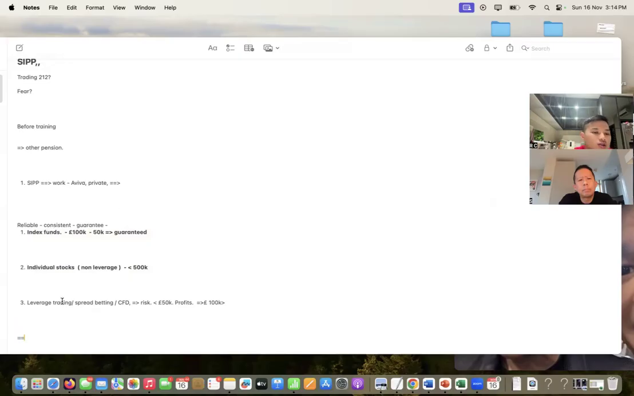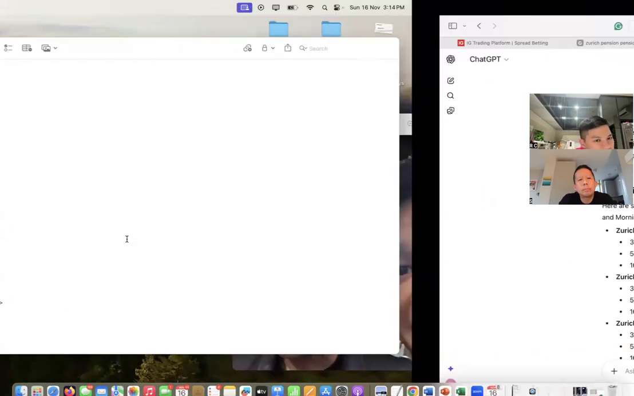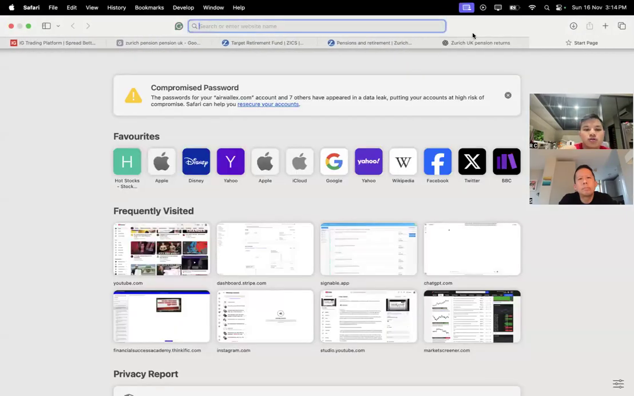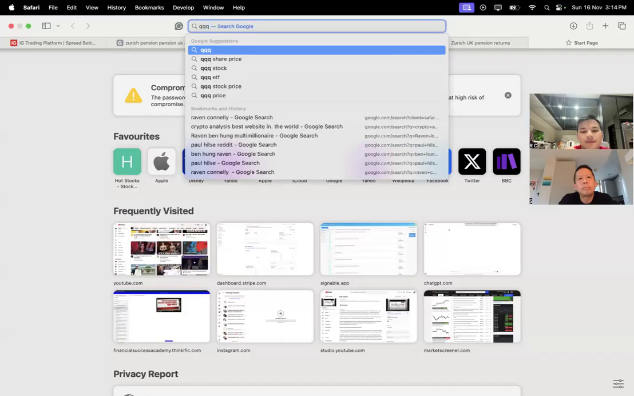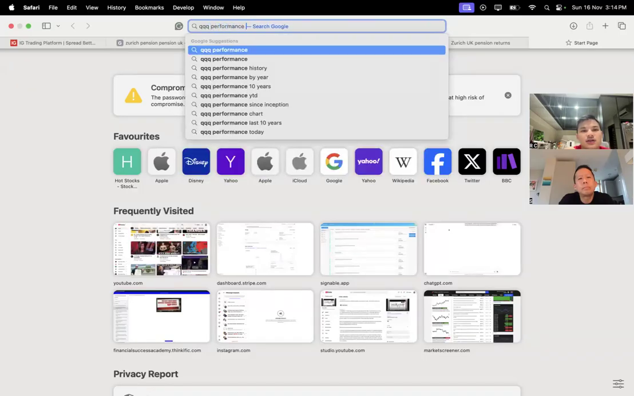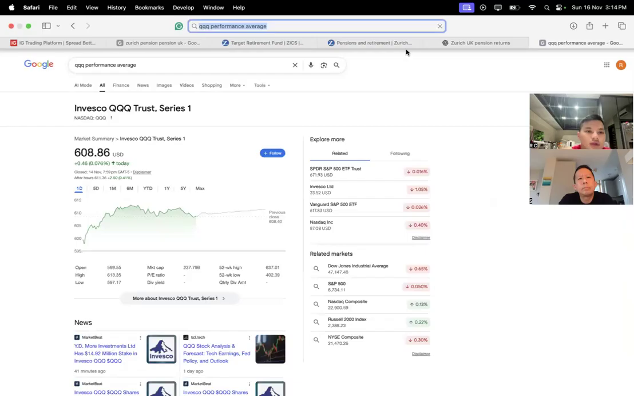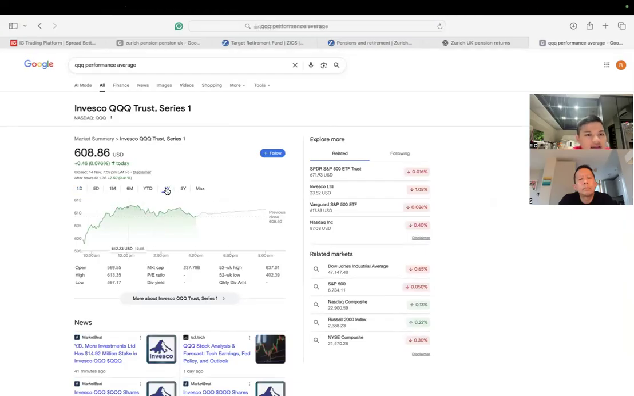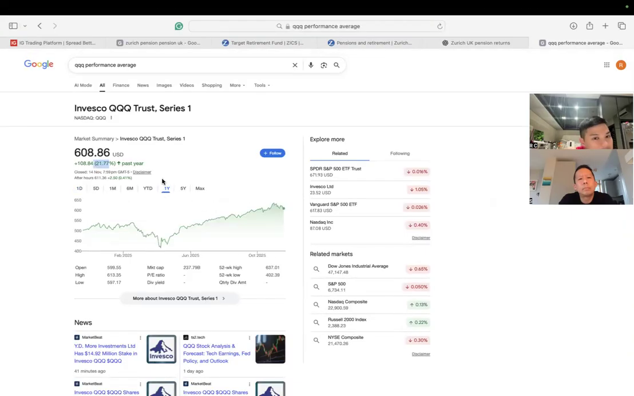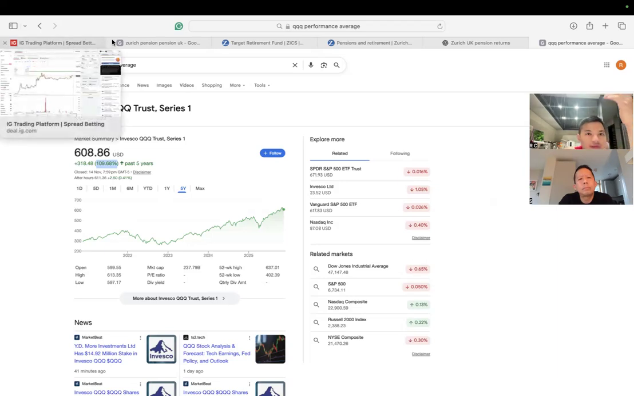So once you take your money into index funds, what return would you get? For example, if I go to an index fund like QQQ, performance average, let's have a look. You can see in the past 1 year it is 21%. In the past 5 years it is 100% return. So if you have money such as 50K, in 5 years you would have made 100% return using what we recommend. Lots of our students make even more than that.